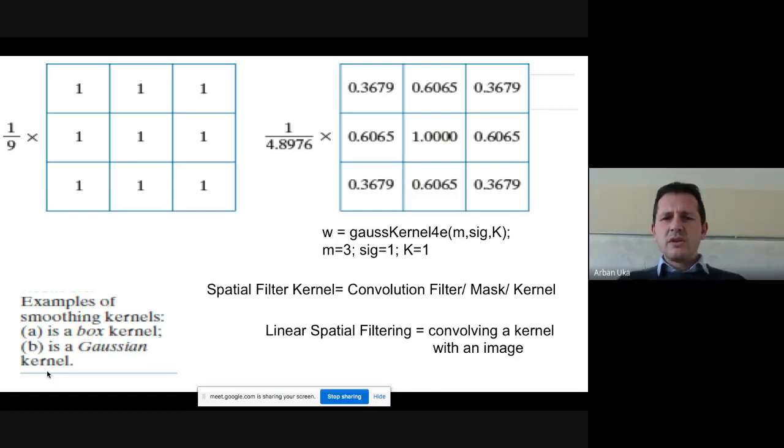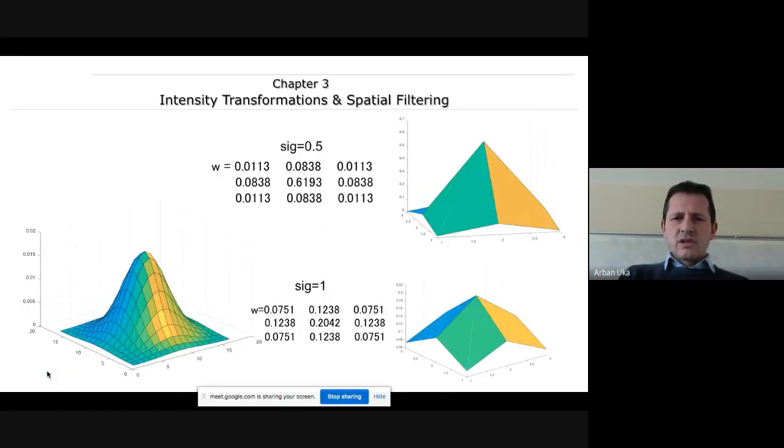It's a Gaussian kernel with dimension 3, sigma 1. And what do we have here? A spatial filter kernel. There are some synonyms: this is called a convolution filter, convolutional mask, or kernel again. So these kernels that we can see, this is how they look.